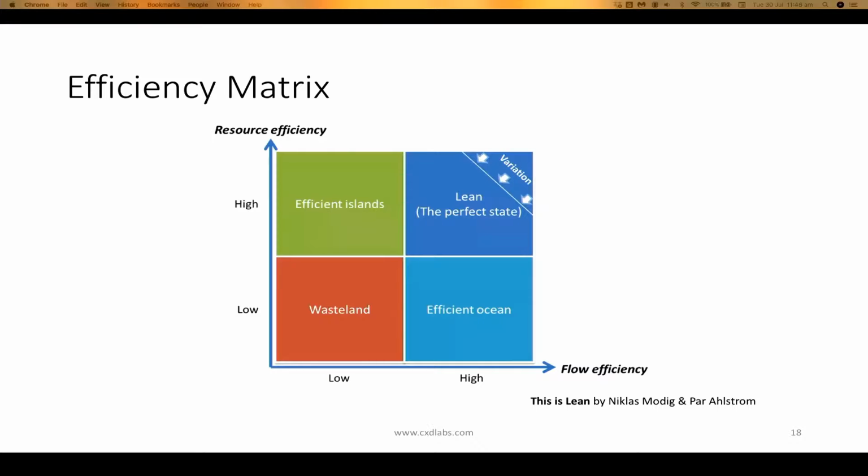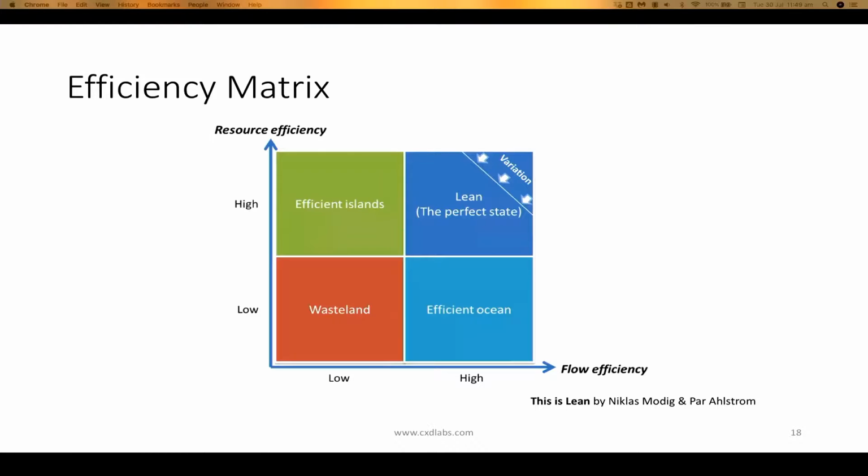So I know a lot of organizations, especially large corporates, try to live in the efficient islands, top left-hand side there. They try to focus on high resource efficiency and low flow efficiency. And that's kind of where the assurance team sat when I initially started coaching them.